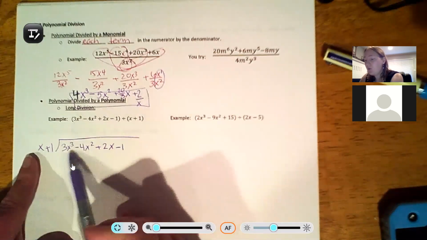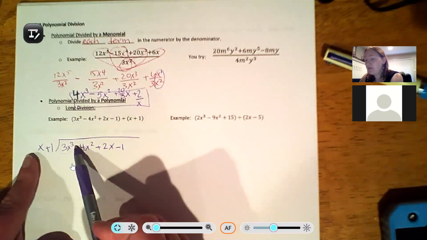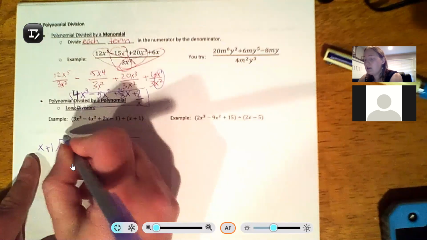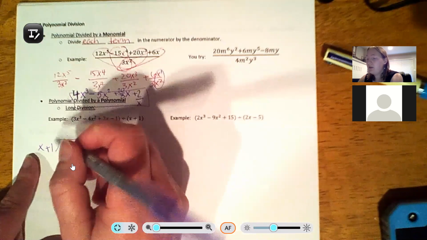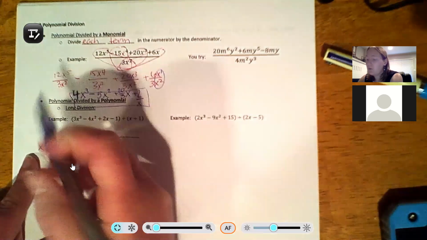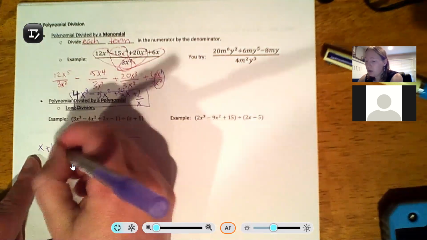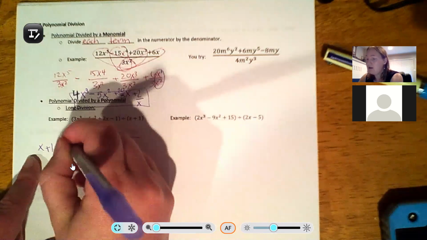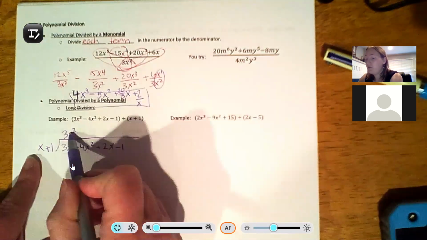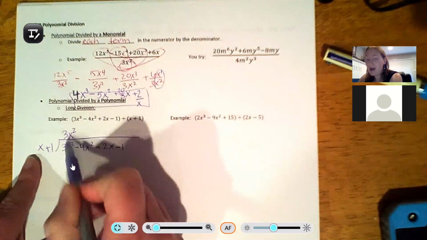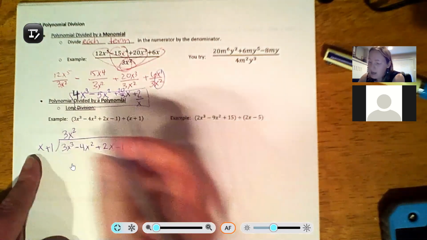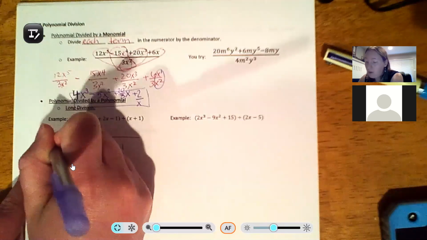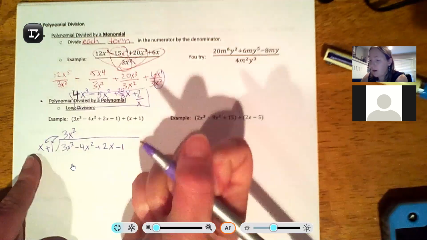And so we want to get rid of this. And so the opposite of division is multiplication. So essentially I'm saying what here times x would get rid of this. So when you do long division, you always subtract. So we need these to match up. So 3x squared times x would be 3x to the 3rd. So if we make these match, then when we subtract, it goes away. You'll just have to make sure to multiply by both of these. It's like the distributive property.